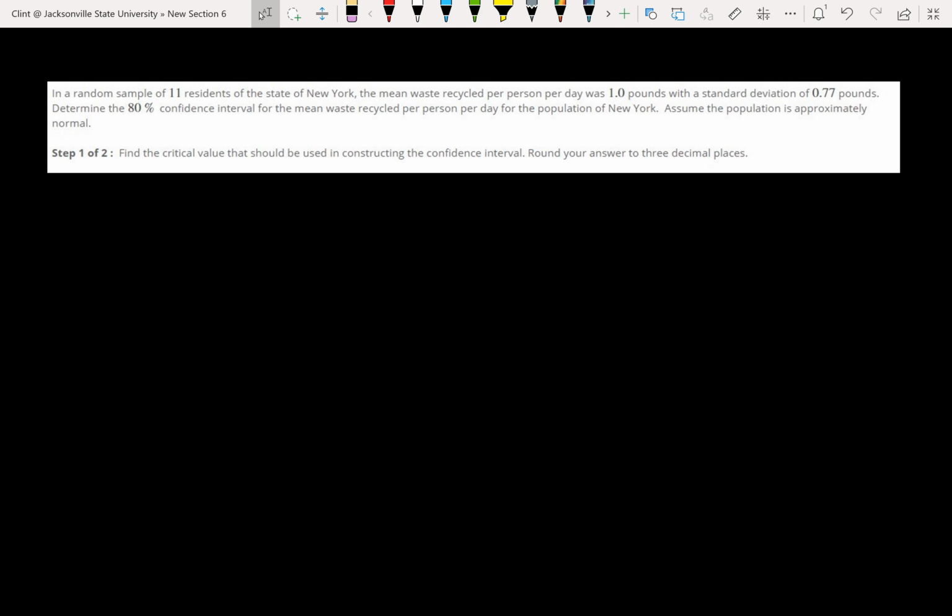This one says, in a random sample of 11 residents of the state of New York, the mean waste recycled per person per day was 1 pound, with a standard deviation of 0.77 pounds. Determine the 80% confidence interval for the mean waste recycled per person per day. Okay, so again, we're going to start off with our important starting point, which is the mean. So it says the mean waste recycled per person per day was 1 pound. X bar, our sample mean, is 1, and we'll keep it 1.0 since it gave us a decimal place.